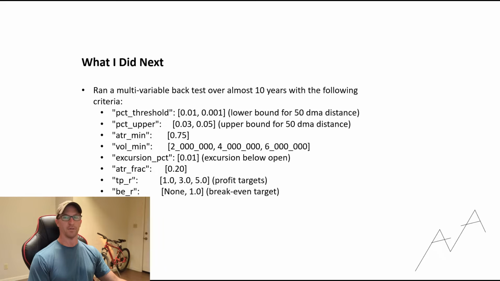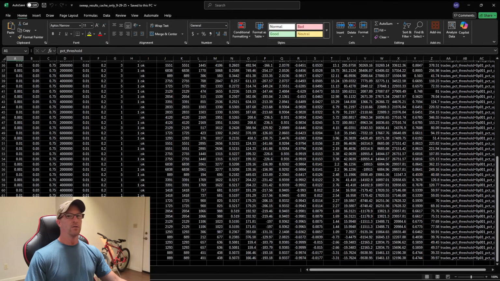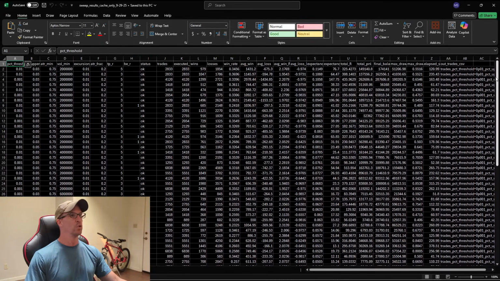So either no break even stop at all, or break even after 1R. Okay, here's the fun stuff. When I do a multivariable backtest like this, if you haven't seen one of these before, it tests every variable with every other variable combination. In this case, that's 72 different backtests. And the data goes back basically 10 years from now, which is late September.